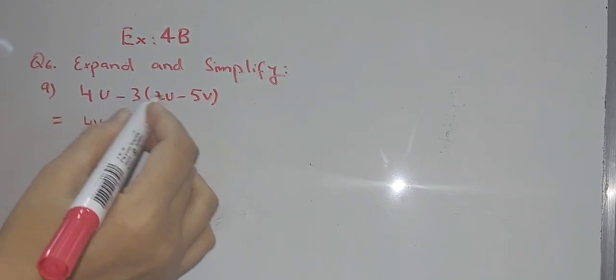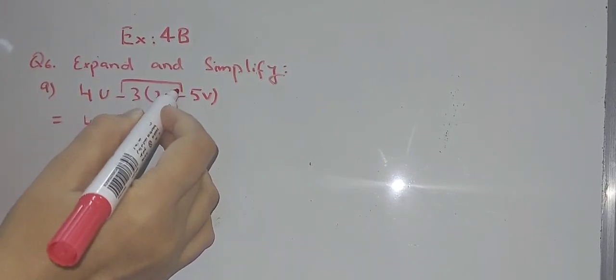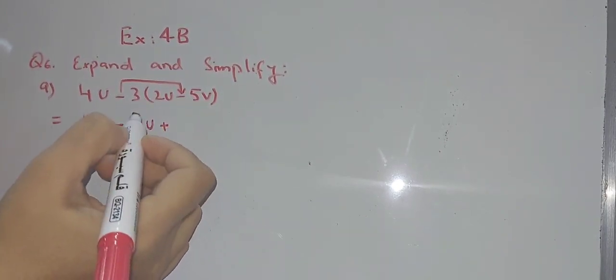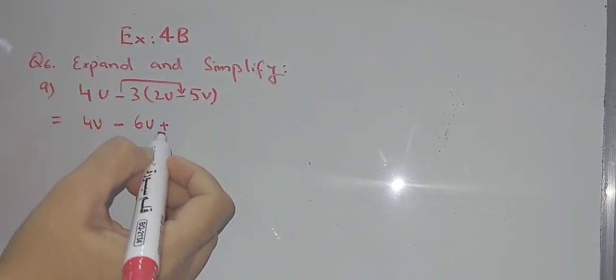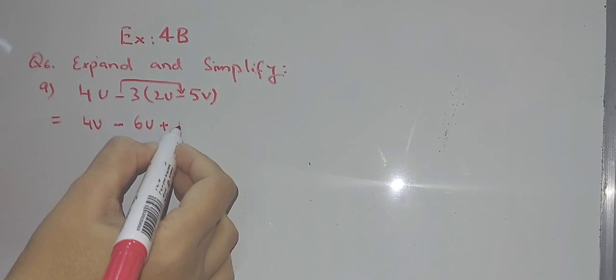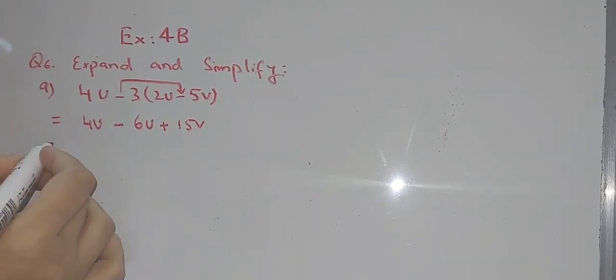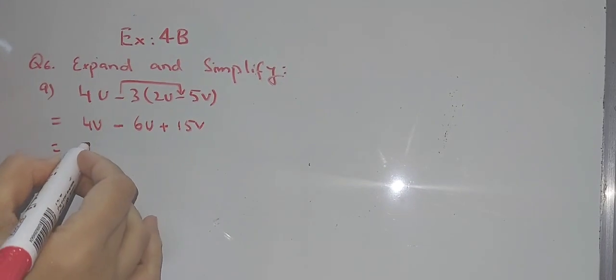Okay, then minus multiply. I told you whenever the minus is outside the bracket, it will change the inner sign. This plus 2u will become minus 6u, and minus 3 multiplied by minus 5v will become plus 15v. Now we have to arrange the like terms, which are already arranged. 4u minus 6u.